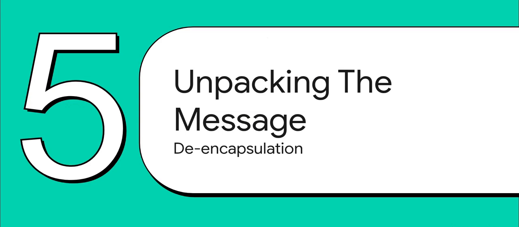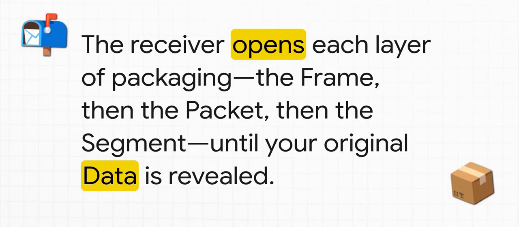So now the server has to do the exact reverse of what we just talked about to actually get to your message. And yeah, you guessed it, this has a name too. De-encapsulation. It's just as simple as it sounds. The server gets the frame, it opens it up. Then it looks at the packet inside and goes, yep, this is for me. It opens that, checks the segment to make sure everything's okay, and finally, there it is, your original data. That data then gets handed off to the right application, like the web server software, so it can handle your request.